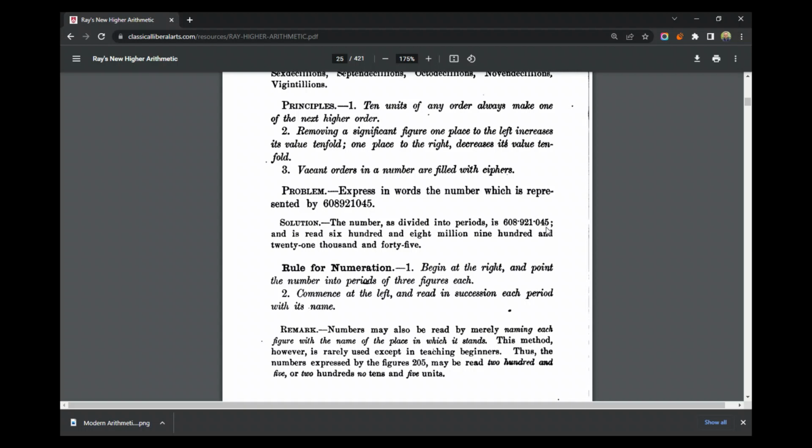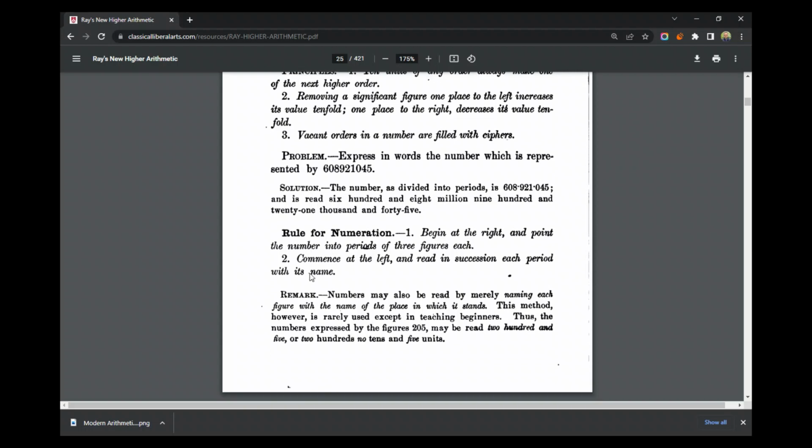608,921,045. So you can see how taking a great number and dividing it into periods makes it much easier for us to read that number if we know the different periods and their names, or denominations, I should say. Okay, so we have 3 principles of Arabic notation, and we're given one problem that shows us how dividing the number into periods makes it easy for us to read and to write.